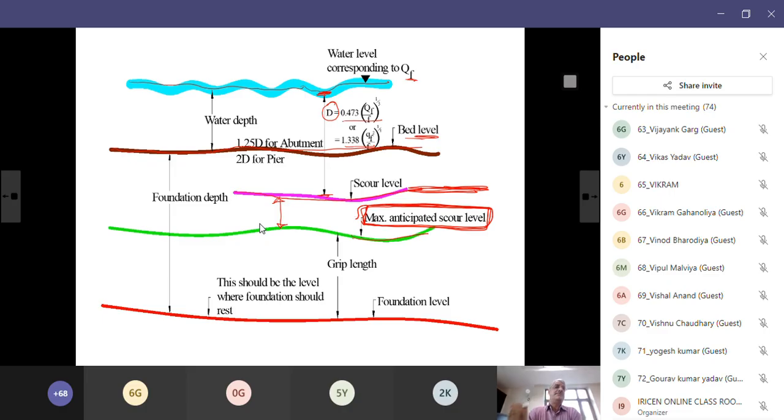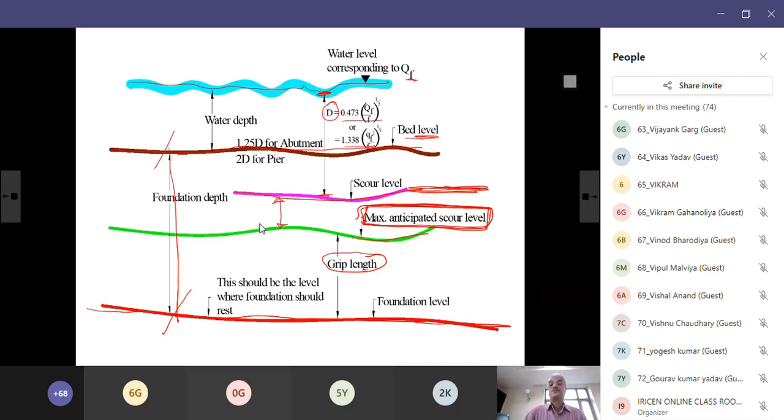This term comes many times in design of bridge and many other places. Below that, you have to give some length, which we call grip length. Sometimes grip length is used more in case of deep foundation, but in open foundation also you have to give some length. We'll see that just after this. And this will be your founding level. This will be your foundation level. So your depth of foundation will be this, because this is bed level. So this is how you decide your founding level for the foundation.